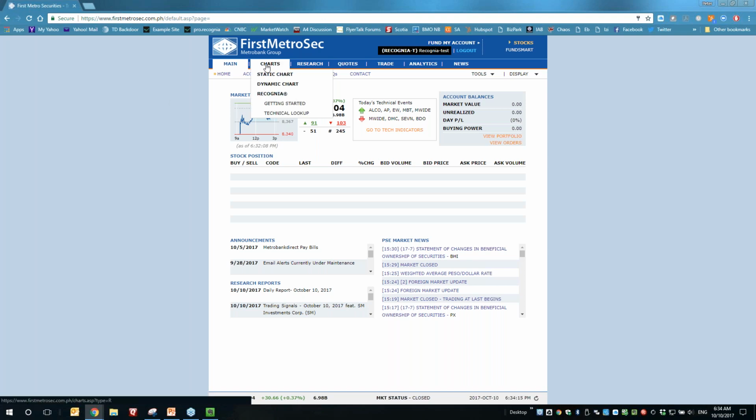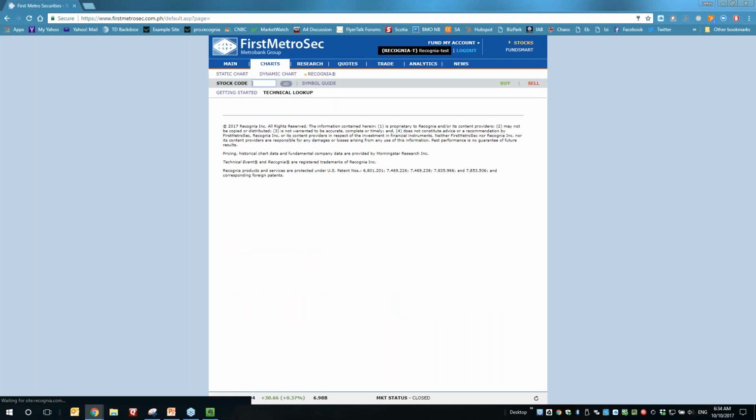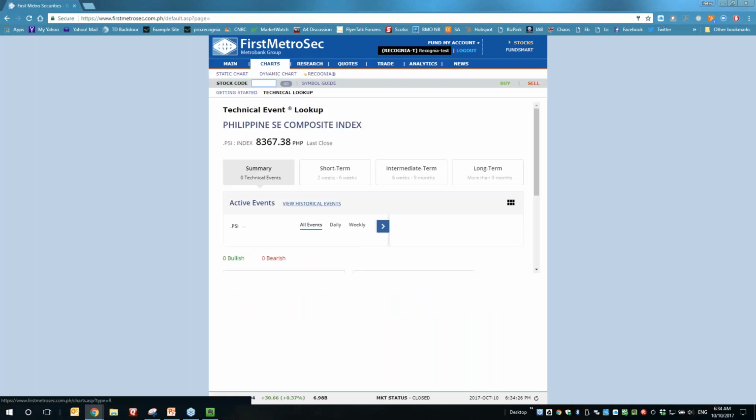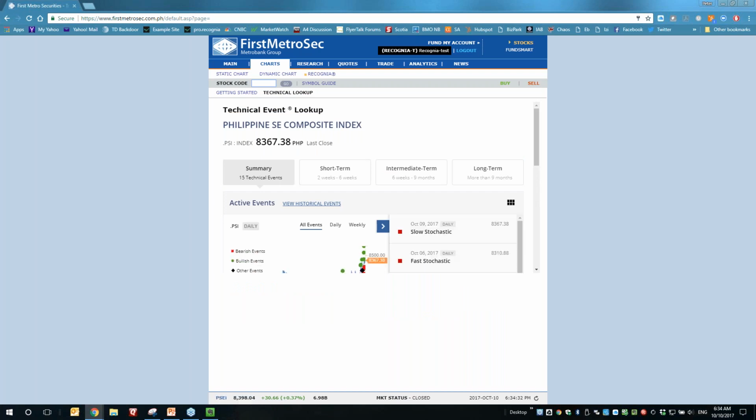Well, what we can do is go to the heading here called Charts, and we have Recognia, and you see there's a link here that says Technical Lookup. So let's click on Technical Lookup, and here we can look up the technical perspective of any stock. We're starting off looking at the Philippine index. We'll come back to this in a minute. But let's suppose I have a few ideas of my own that I want to consider. I did a little bit of research before, and here's a few stocks that I thought were interesting.